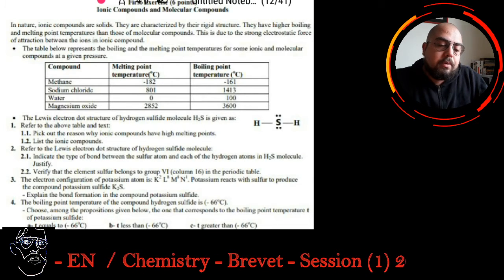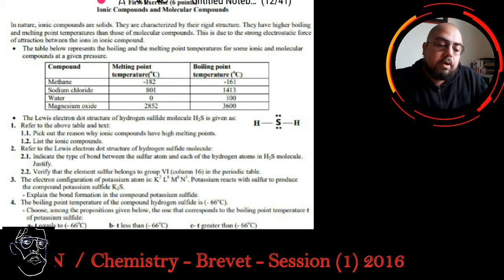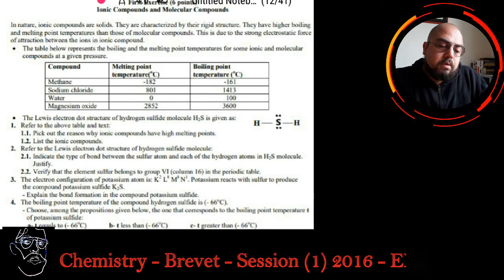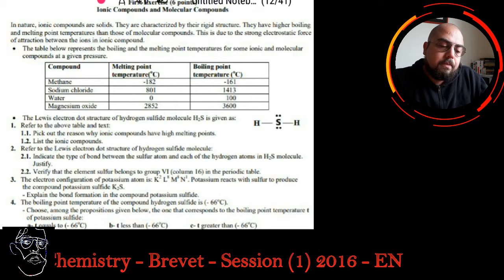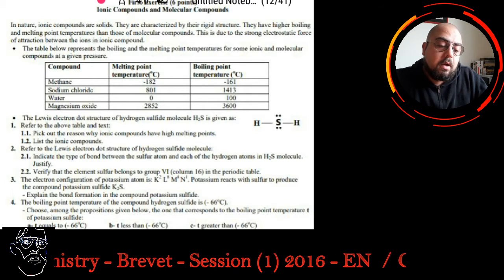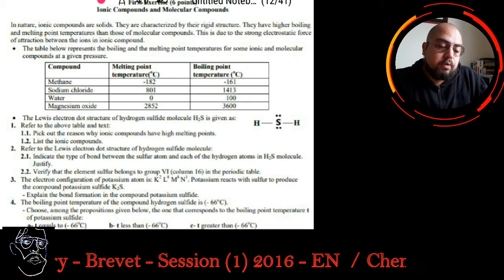The table below represents the boiling and melting point temperatures for some ionic and molecular compounds at a given pressure. So, regarding this table, we have the compounds methane, sodium chloride, water, magnesium oxide, and the melting point temperature and the boiling point temperature for each one.